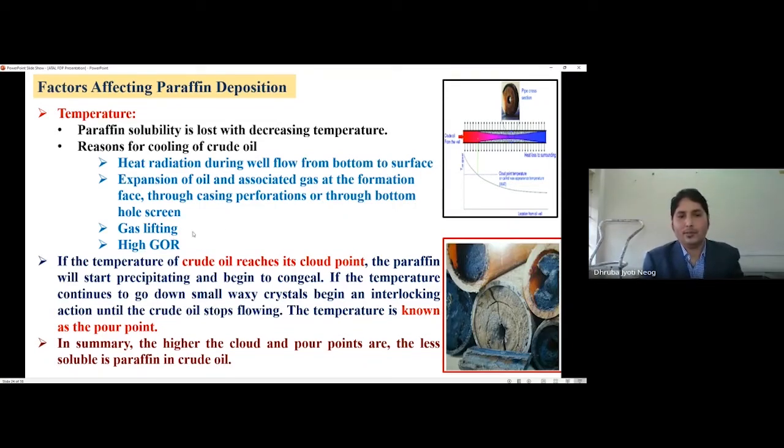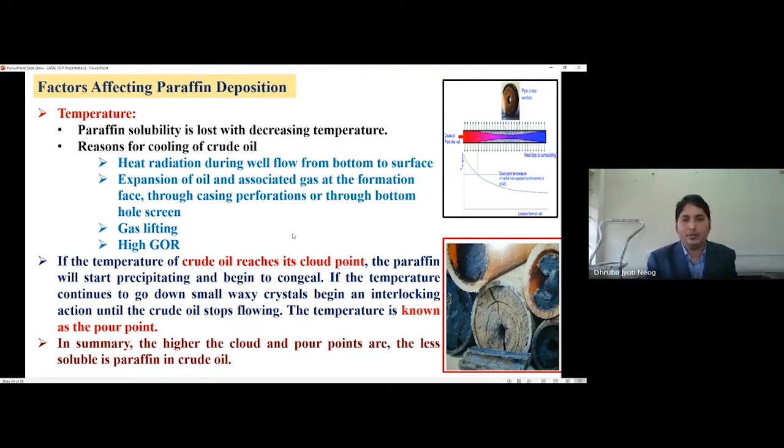Usually, in case of the gas lifting process, since the temperature of the gas is very low, it contributes to the occurrence of the paraffin deposition issue. Or whenever a high gas-oil ratio is being produced from a well, it means that the amount of gas being produced is higher than the amount of oil flowing together from the well. In such cases, there is a maximum chance of paraffin deposition.